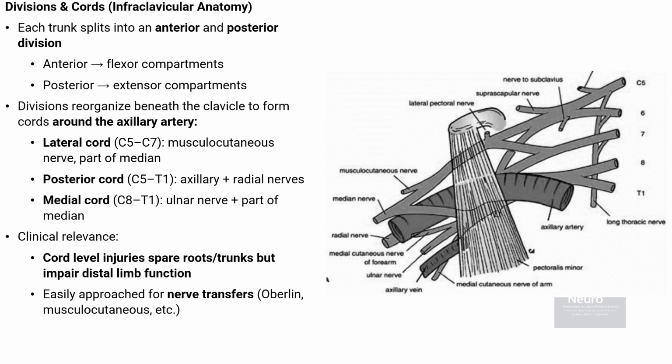After the brachial plexus trunks form, each splits into two pathways. Think of these as flexor and extensor routes, one heading to muscles that bend the arm and hand, the other to muscles that straighten them.